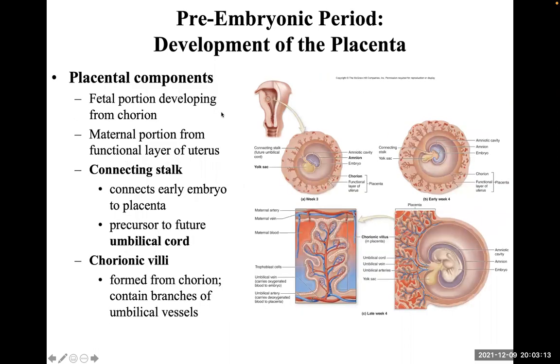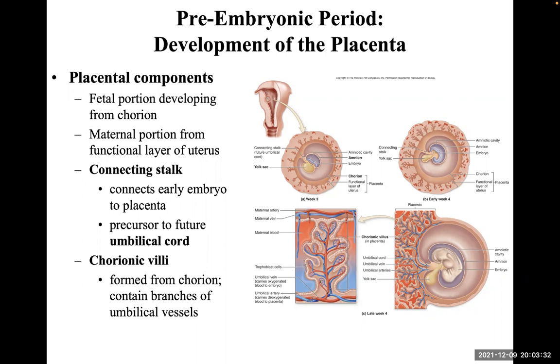Okay, so the placenta itself, of course, is going to have fetal and maternal components, because the placenta is just the way we define the junction where the maternal and fetal circulatory systems come into contact with one another.